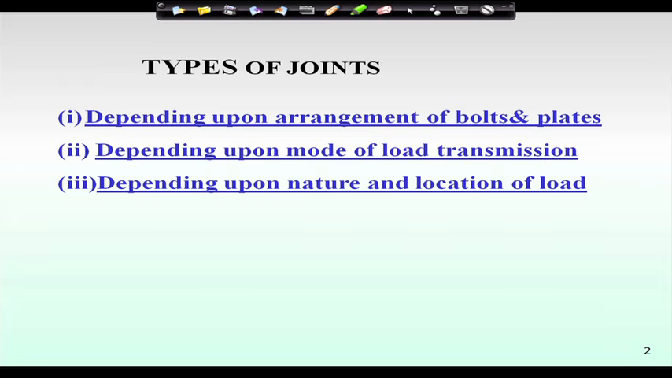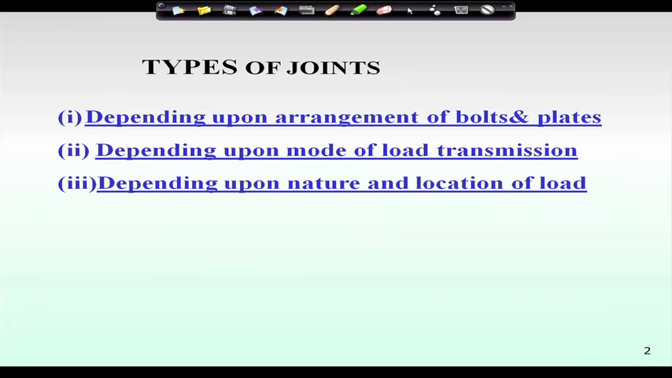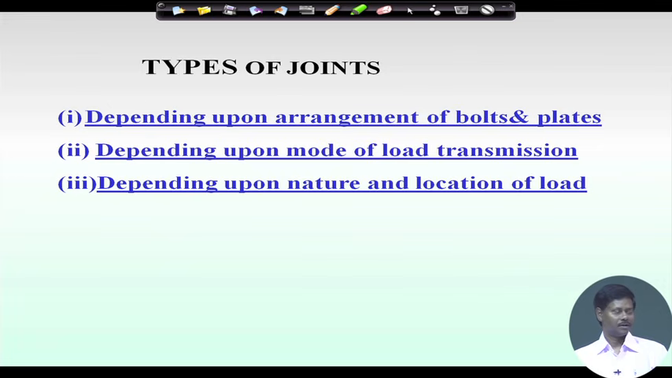Now, in case of bolt connections or weld connections also, we have different types of arrangements. Depending upon the arrangement of bolts and plate, we can design the bolt and find out the strength of the bolt. Again, depending upon the mode of load transmission, we have to design, and another thing is that the design procedure also depends on the nature and location of load.